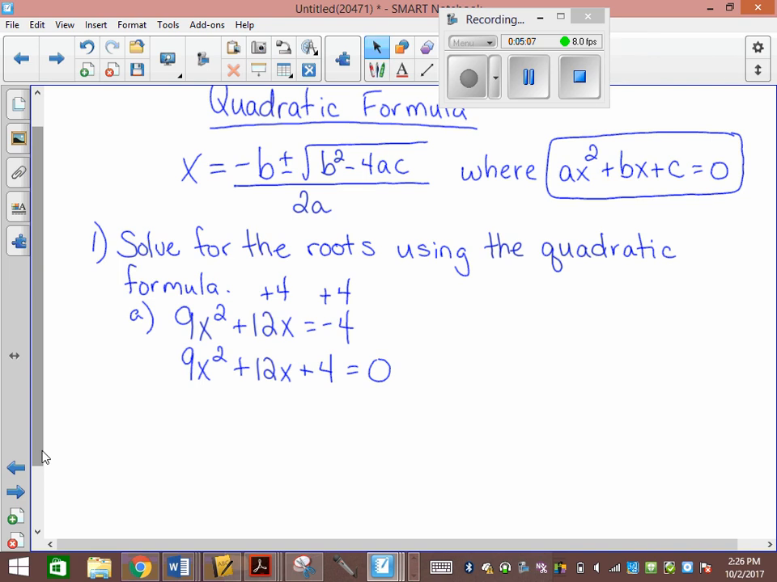Okay, so we know our a. Our a is positive 9 because it's in front of the x squared. A equals 9, and it's a positive 9. You always take whatever sign's in front. b is what's in front of the x. So b in this case is positive 12. And c in this case is 4.